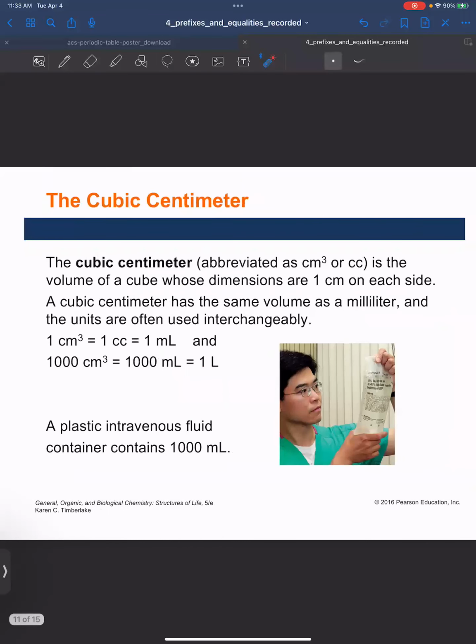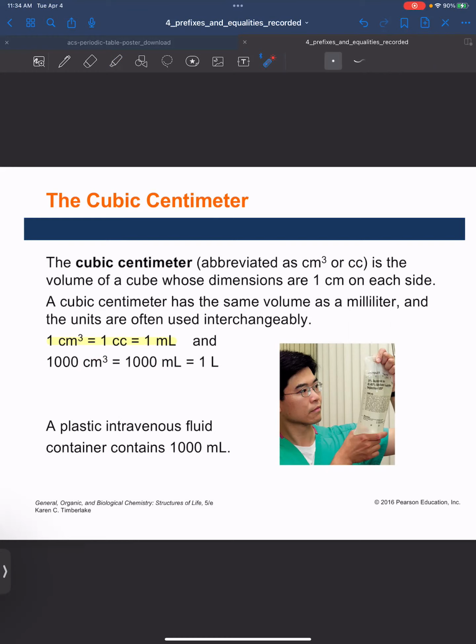Another unit of volume that we will come across is the cubic centimeter, abbreviated as centimeters cubed or cc. It's the volume of a cube whose dimensions are 1 centimeter on each side. A cubic centimeter has the same volume as a milliliter, and the units are often used interchangeably. So, for example, 1 cubic centimeter is 1 cc, which is 1 milliliter. This is a very important equality to remember, that they're all the same. And that means that 1,000 cubic centimeters is 1,000 milliliters, and this is 1 liter.